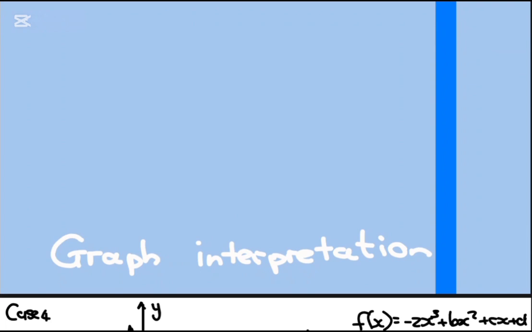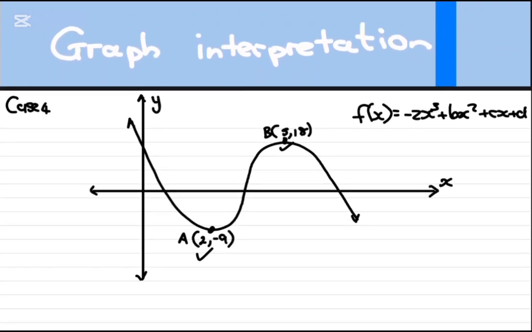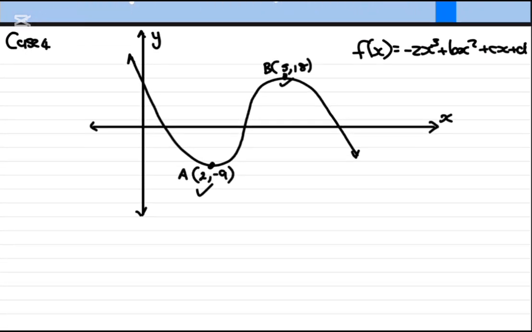Okay, so let's have a look at case number 4. So case number 4 gives me a graph, and there's two stationary points. Let me mark them for you. As at A and B, there's two stationary points. So what do we know about stationary points? The gradient is exactly 0.